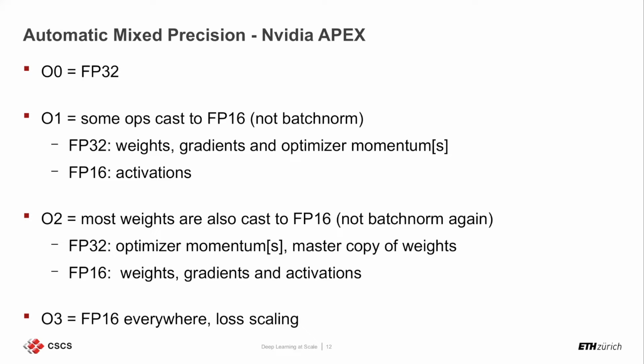And there's also O3, which is basically float 16 everywhere. And actually, no, I think it's wrong. Yeah, it doesn't have loss scaling by default. But Nvidia Apex allows you to change each one of these different parameters, each one of these different optimizations one by one if you wish. So you can make your own subset of optimizations if you want.